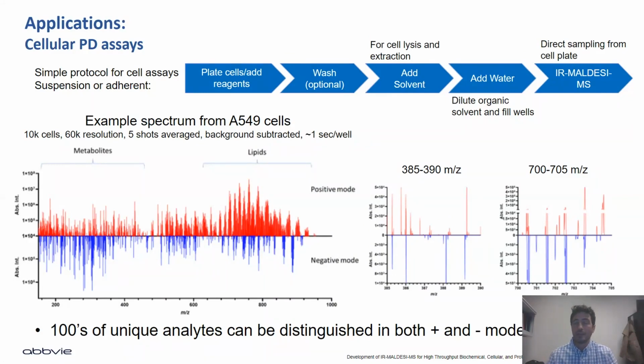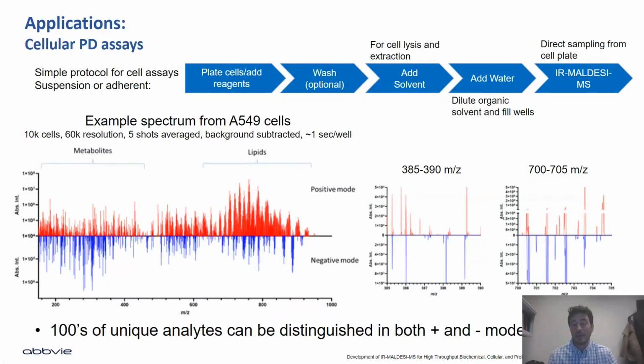So again, there are no plate transfers. We don't have to move into a different plate. Shown on the bottom left is an example spectrum from A549 cells. This is 10,000 cells at 60K resolution, and this is 5 shots averaged with background subtraction. In red is positive mode, and in blue is negative mode. You can see there's an abundance of data. So we have very information-rich data. This took 1 second per well to capture with 5 shots.